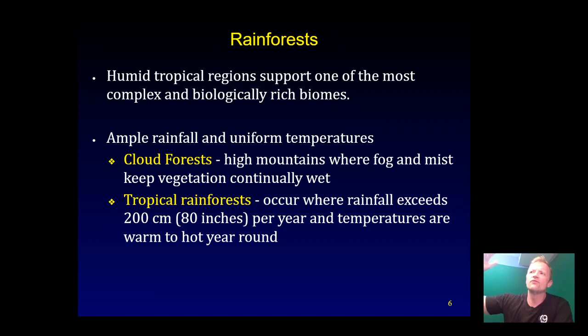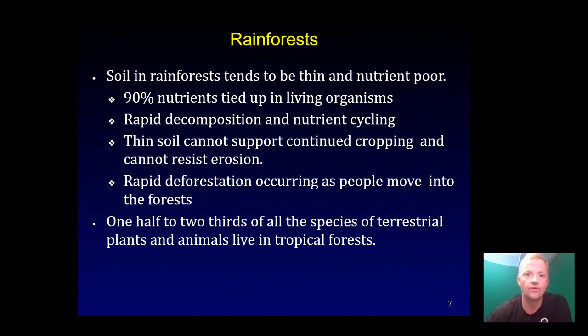But with cloud forests, you have a zone on mountains that sometimes gets so much rain because the humidity goes up and then it gets cooled down and drops all of its rain, so you can get these on mountains. And then tropical rainforests occur where rainfall exceeds 200 centimeters or 80 inches per year, and temperatures are warm to hot all year round, so kind of the 20 to 30 Celsius range.